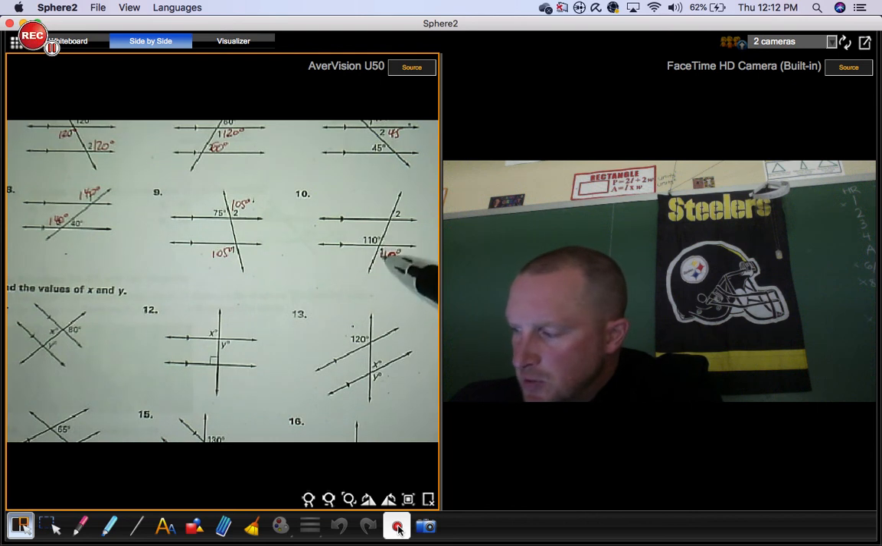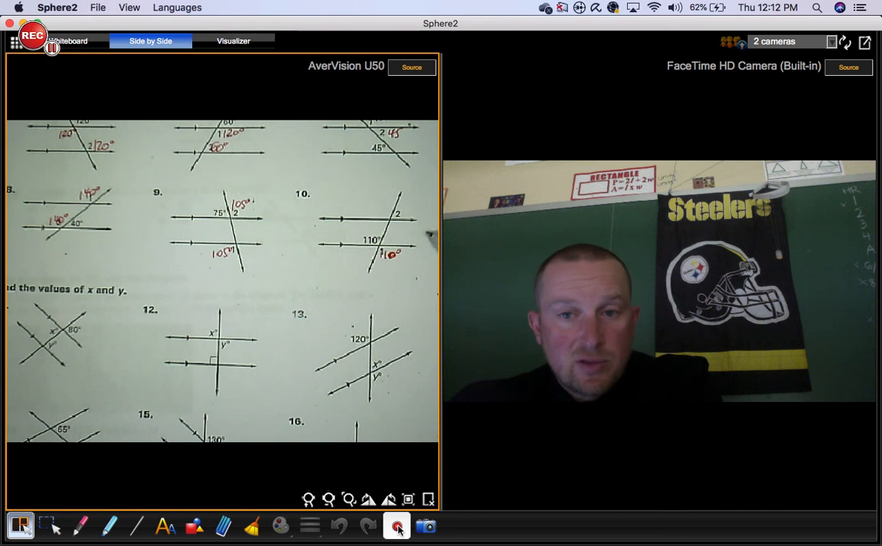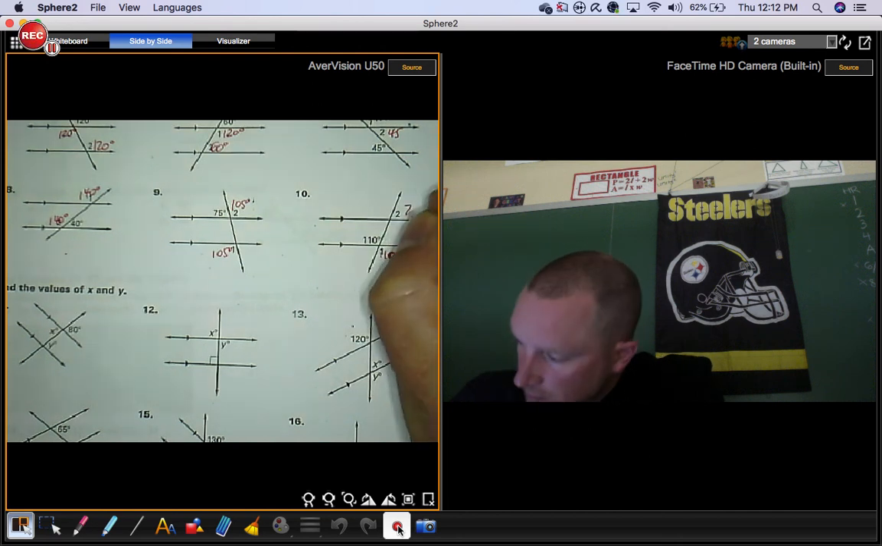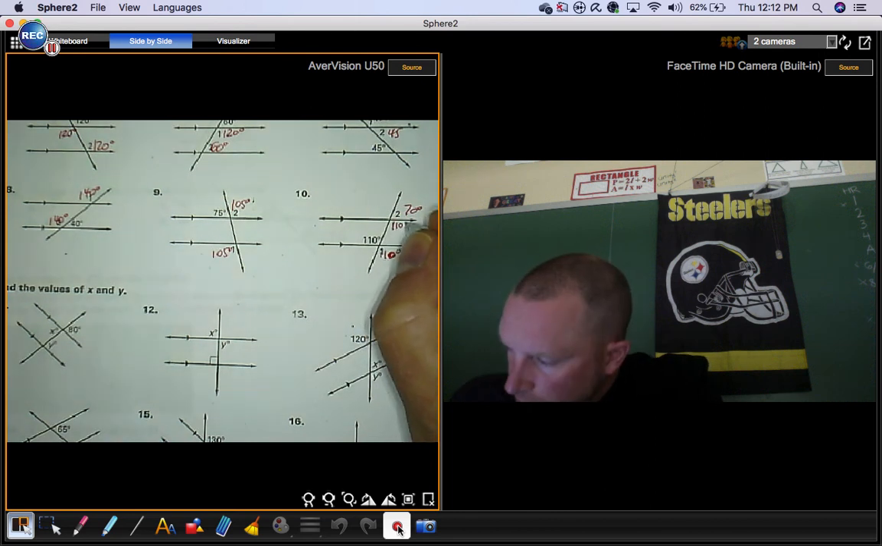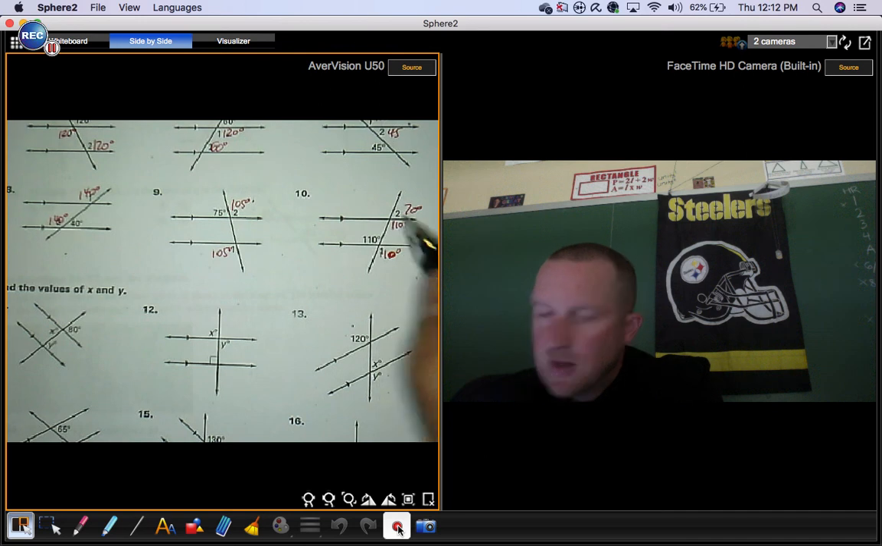The idea is the obtuse angles are 110. Notice how this angle is not obtuse. So if it's not obtuse, it's not going to be 110. It's going to be 70. If you would put the alternate interior angle on here, that would be 110, and then you have a linear pair there.